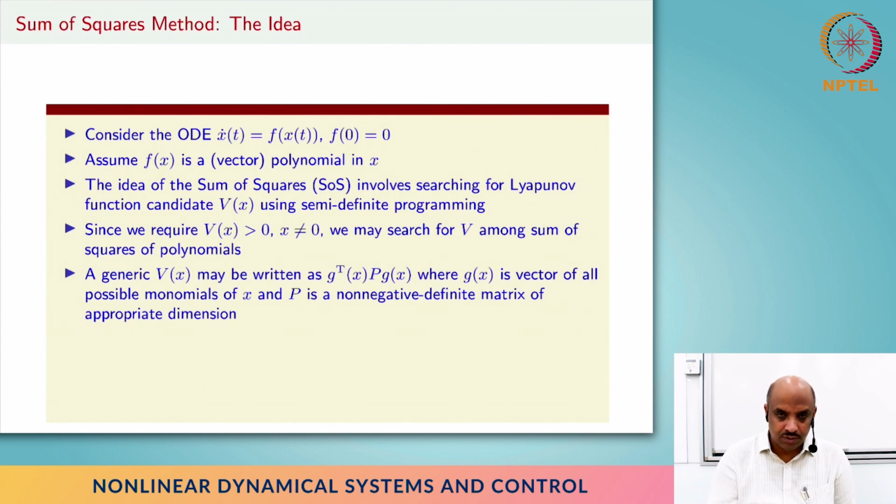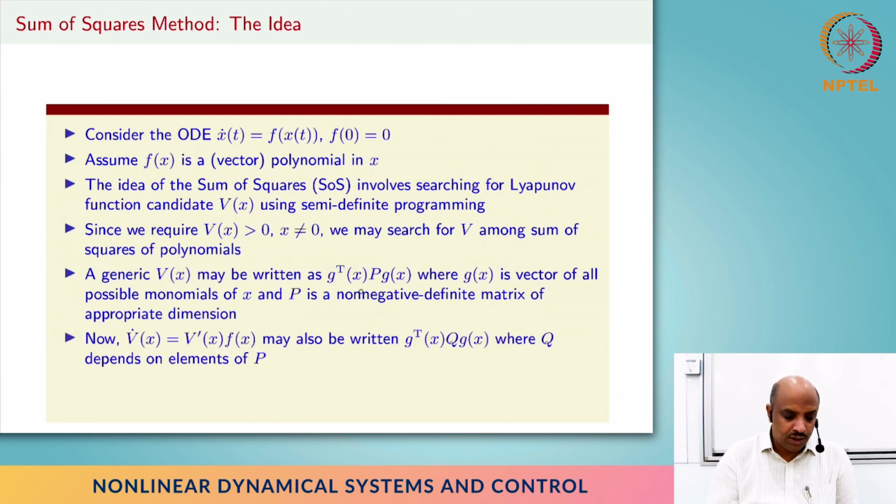and non-negative definite, so that g transpose of x times P times g of x will most probably be positive definite. In fact, it will be positive definite in our definition if certain things are true about certain elements in that P. So we will search for P rather than anything else. Now, for V prime of x times f of x, we have this g of x times P times g of x, where we can take the derivative. We have an expression for that in terms of P, and f is coming from a polynomial, so we'll have some other complicated matrix times this g of x.